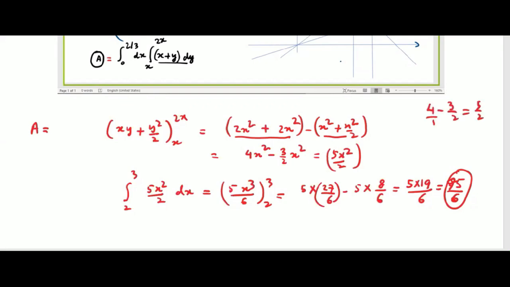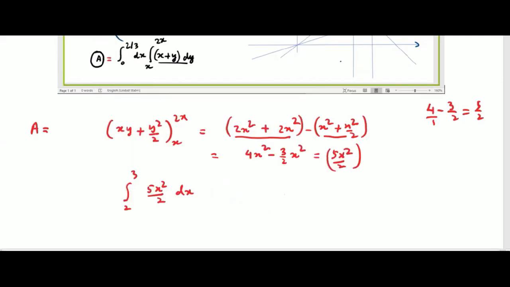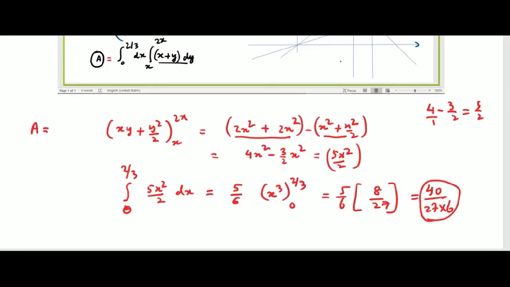I've taken 0 to 2 by 3. You take all constant out. That will save a lot of time. Okay. 5 by 6 you take out. You keep only x cube when you put. Okay. 0. See, I got this. You got this one, right? Yeah. 20 by 81.